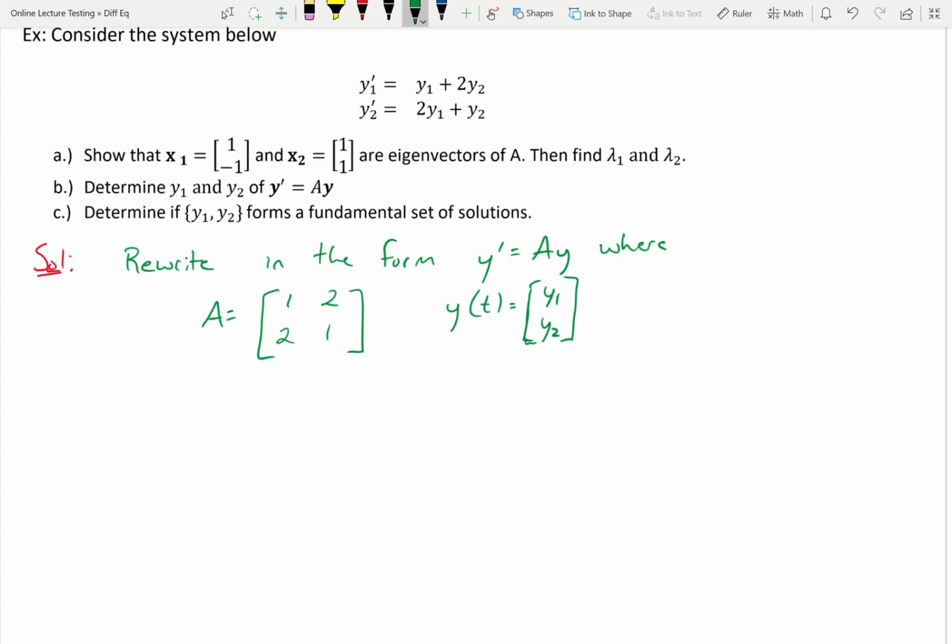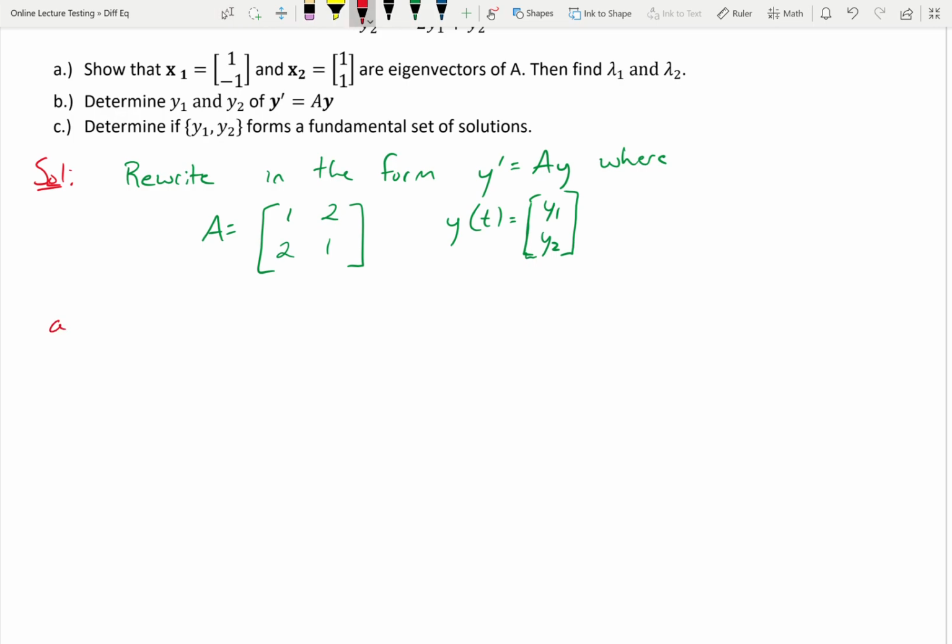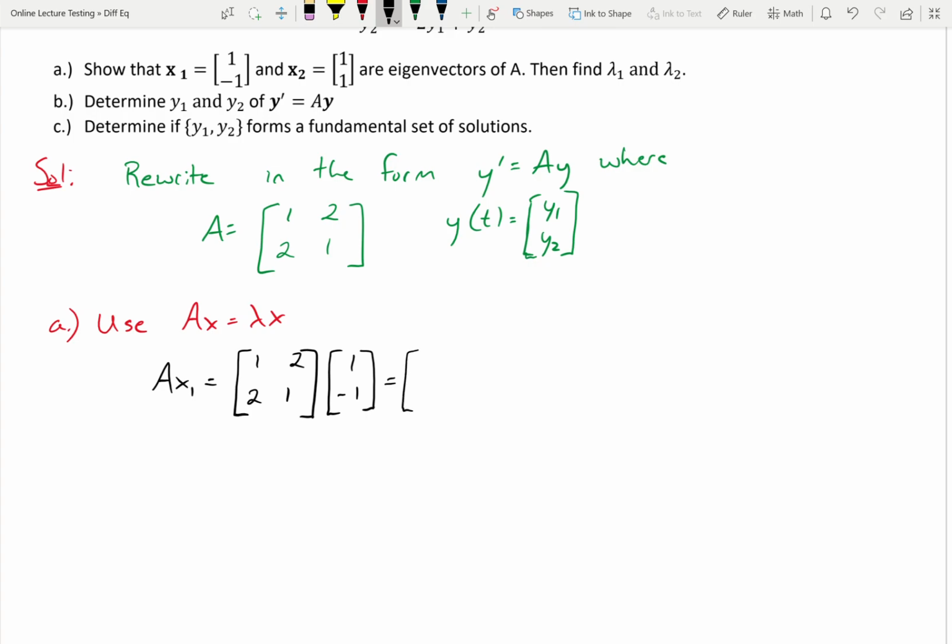All right, so part A. We want to use the fact that Ax is equal to λx. We're going to do this step by step. So Ax1 is equal to the matrix 1, 2, 2, 1 times what x1 was, 1, -1. When we multiply this, we're going to do row times column. So 1 times 1 is 1, plus 2 times -1.